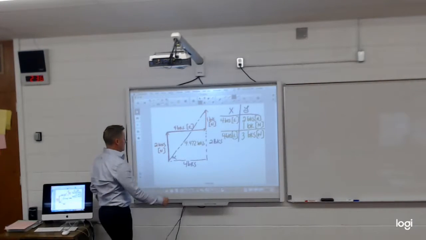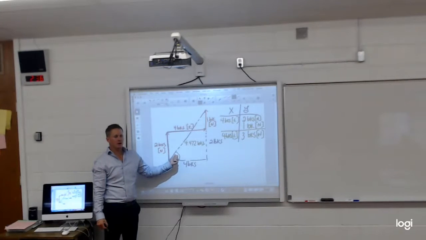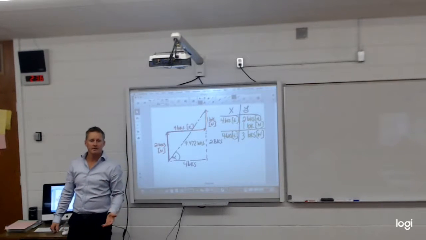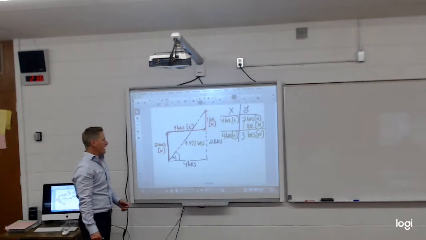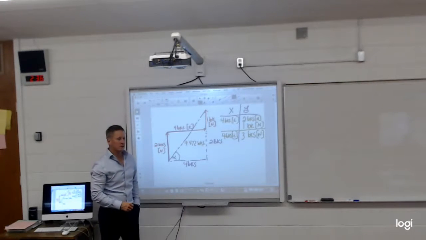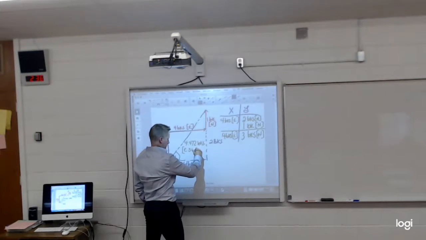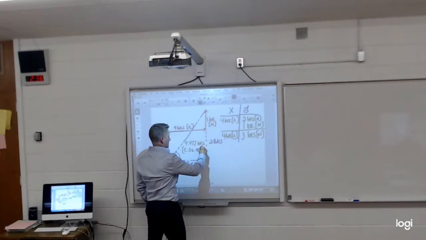The angle. So I have to find this angle. Where is that in relation to this? Opposite. Where is this? Adjacent. So what am I talking about again? Tangent. So tan inverse of 3 over 4 is 36.87, rounded to 2 decimal places.